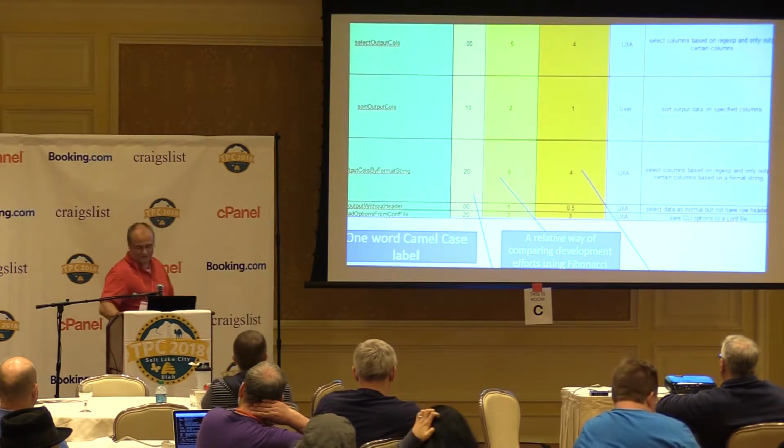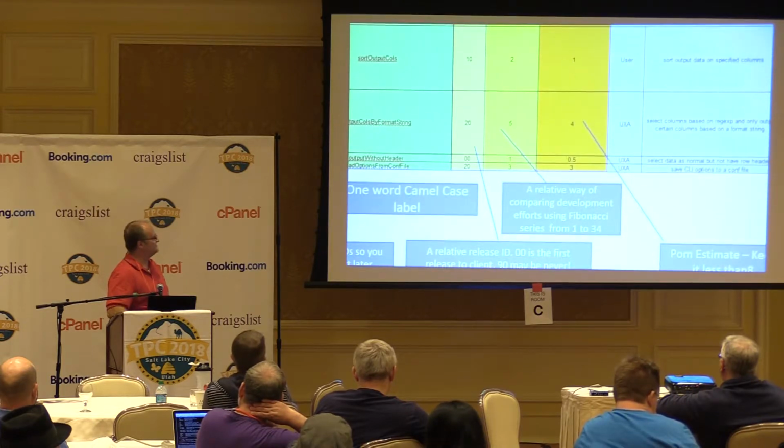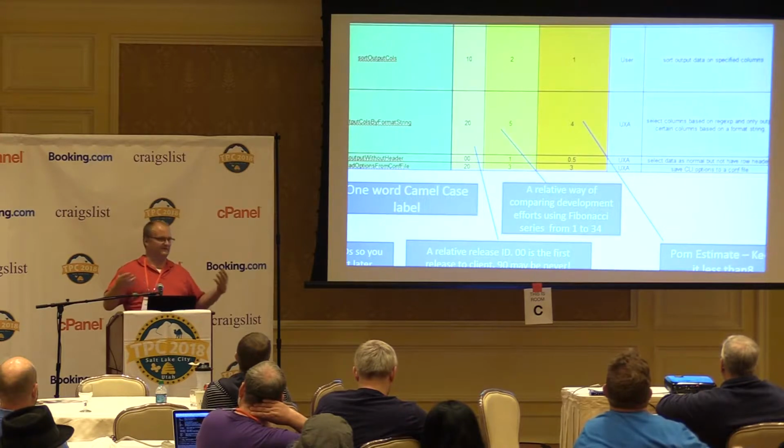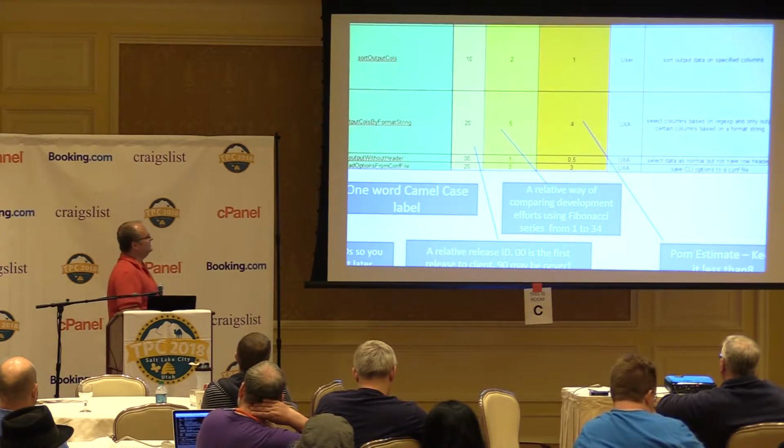We use Fibonacci numbers, which seems to be, there's a lot of theory behind that, but it makes a lot of sense. It's hard to determine the difference between a 5 and a 6, but it's generally easier to determine the difference between a 5 and an 8, or an 8 and a 13. And we're giving it just a relative scale. Doesn't mean anything, doesn't mean how long it's going to take.